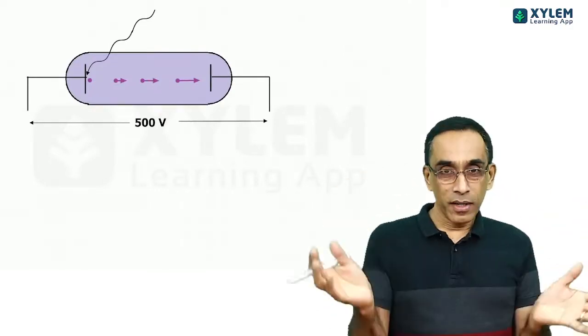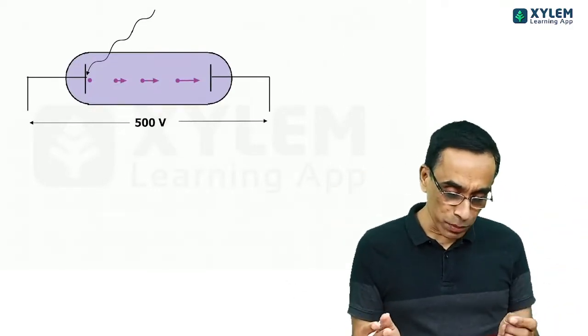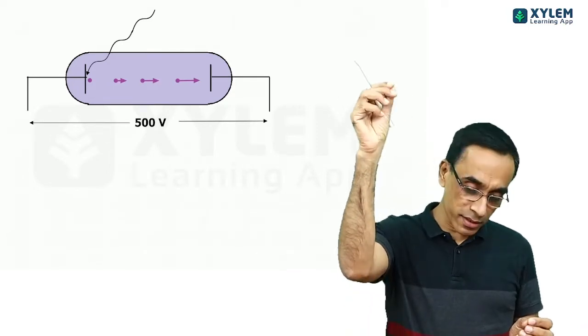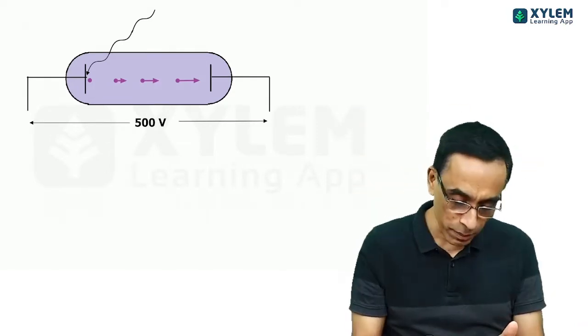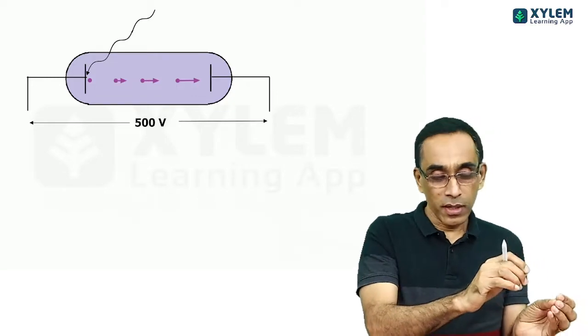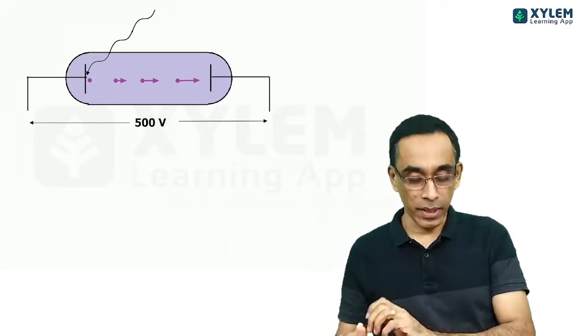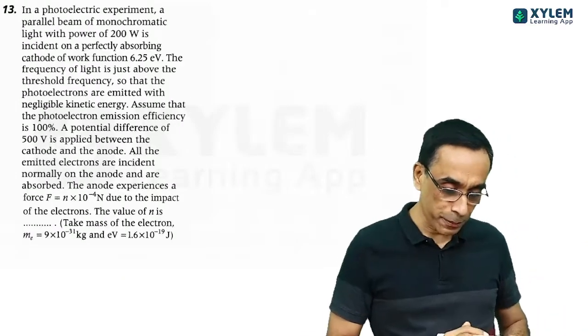There is a discharge tube where there is light, radiation incident on one plate. From there, electrons are accelerated towards the other plate. This is the picture that you need to have in your mind.